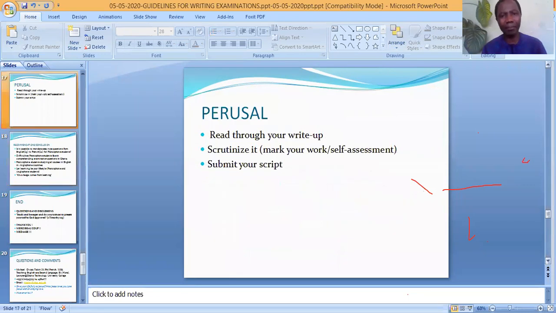So don't forget that you do vigorous study on the work. You scrutinize the work. You assess your own work. In other words, you mark your work before you submit the script. That is where it got to.